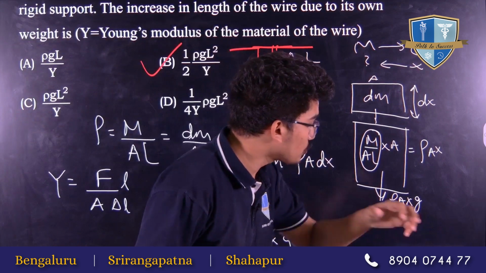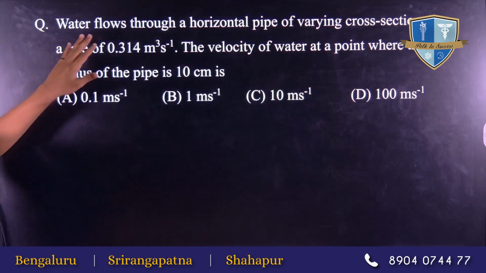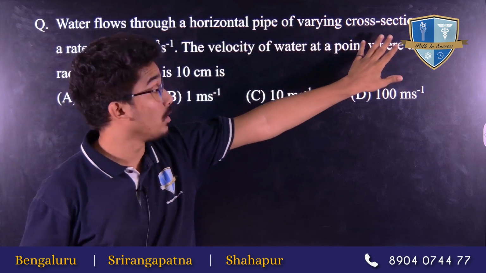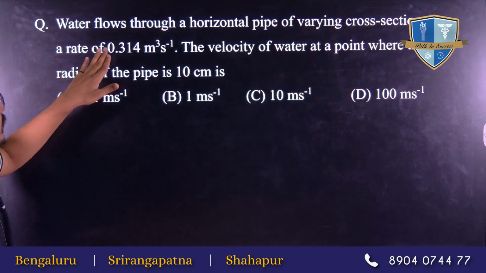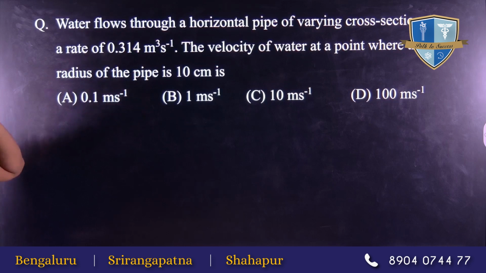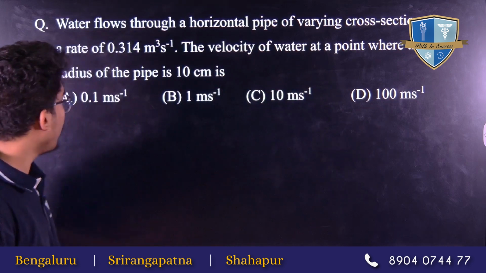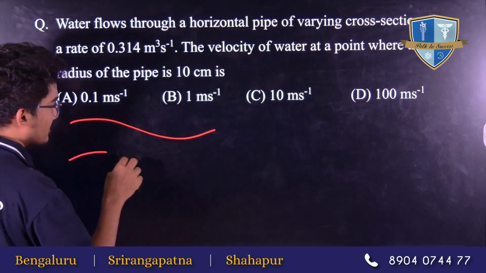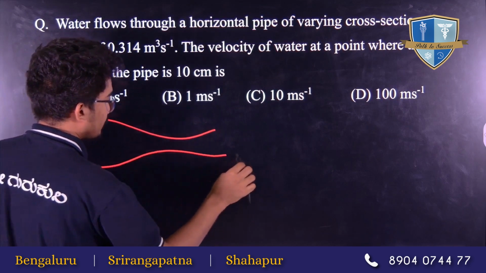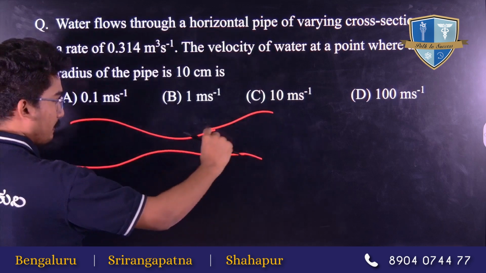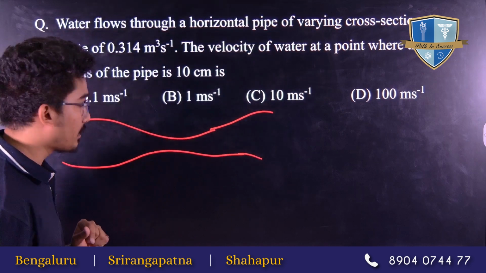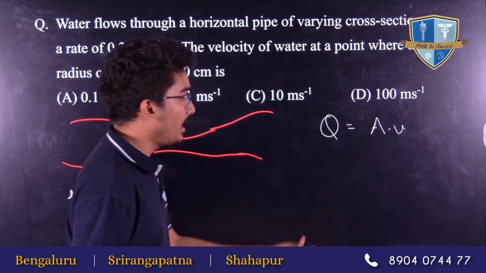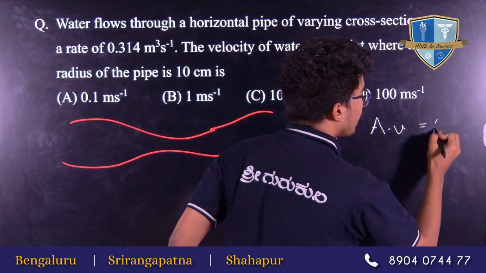Now let's see the last question for today. Water flows through a horizontal pipe of varying cross section at a rate of 0.314 meter cube per second. The velocity of the water at a point where the radius of the pipe is 10 centimeter. So it's something like a pipe like this. At different places the area of cross section is different. So what will remain constant? Q is equal to A into velocity. Area into velocity remains constant.